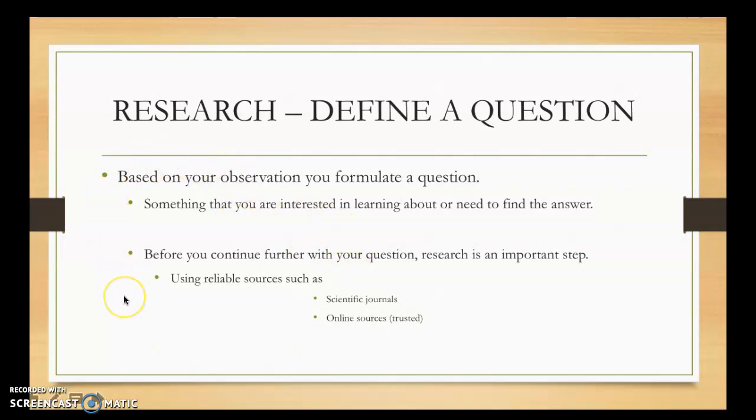Now, usually in the science world, before you continue moving any further, you do some type of research. This is an important step. You need to check to see what relevant research has happened before, if anyone has already asked this question. And by doing that, you need to make sure you're using a reliable source, such as scientific journals, peer-reviewed articles, and any sources that are trusted online, like a .gov, .edu, etc.